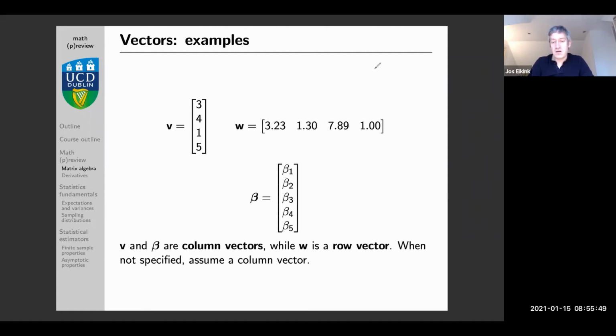And sometimes we speak just in abstract terms. For example, this beta vector has 5 elements, beta 1, beta 2, beta 3, beta 4, beta 5. So it is a point in a 5-dimensional space, but here I have left open where exactly this point is. Now you will see that v and w are written in a different way, and they also represent something different. So v and beta are column vectors. w is a row vector. When we don't specify, throughout the slides but also in most textbooks, if you see a vector described and they do not explicitly state that it is a row vector, you can pretty much assume it's a column vector. That is really the norm.